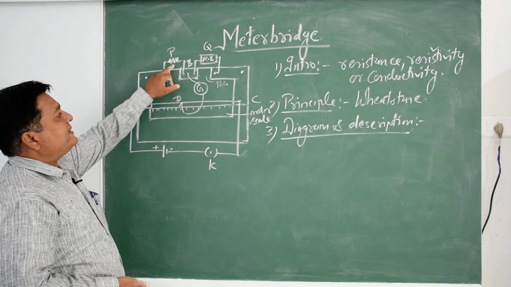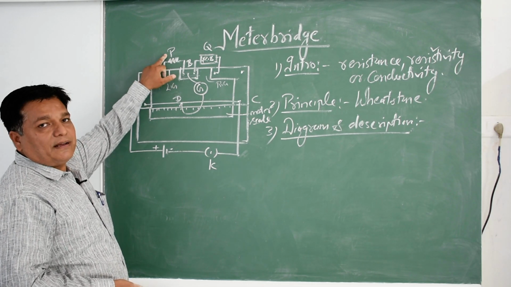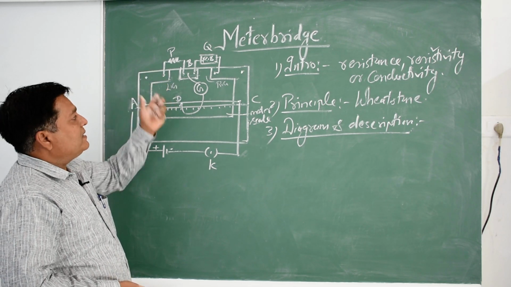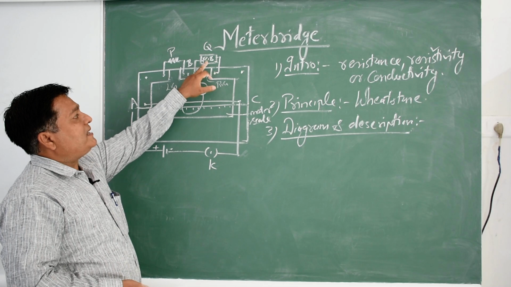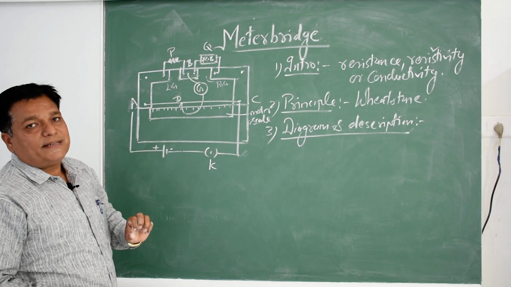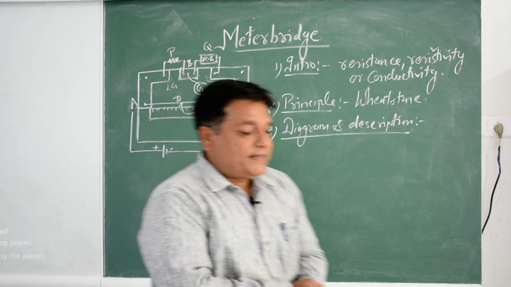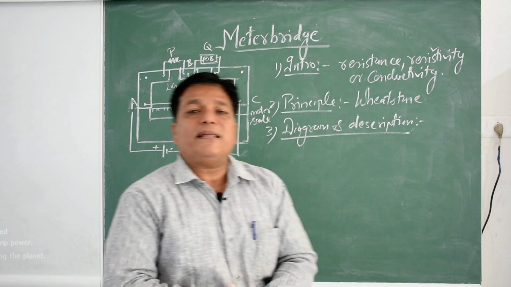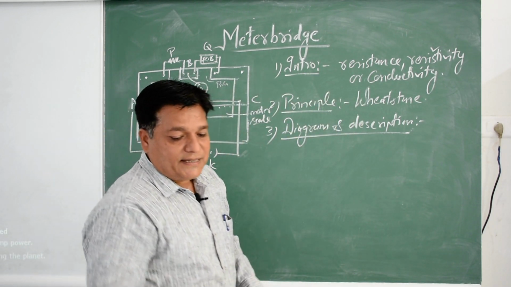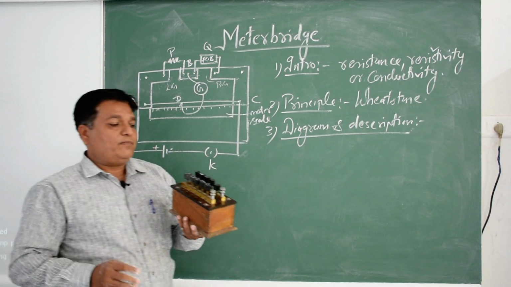In the left gap we place the unknown resistance. We suppose this resistance is P, the unknown resistance wire whose resistance we have to determine. In the right gap we can see that a resistance box is there. Resistance box is said to be the known resistance. And what is a resistance box actually? It is a device which is used to apply the appropriate resistance in a circuit. And this resistance box looks like this one, this type.